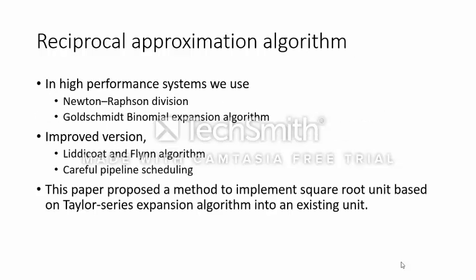To evaluate the reciprocal, we can use Newton-Raphson division and the Goldschmidt binomial expansion algorithm. The paper also talks about an improved version that uses careful pipeline scheduling. So finally, this paper proposed a method to implement a square root unit based on Taylor series expansion algorithms into an existing unit.